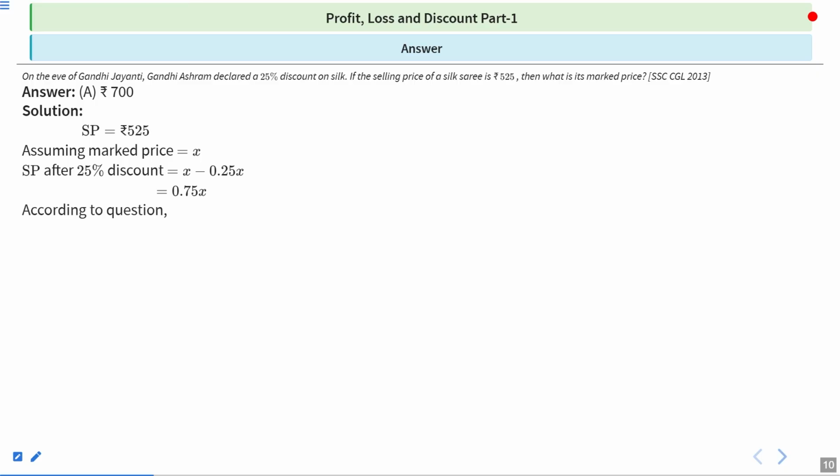So we can say that 0.75X. According to the question, we can compare it. Both are the selling price. So 525 equals 0.75x. So x will become 525 upon 0.75. When we simplify it, we get 700 rupees. So A is the correct answer. Next one.